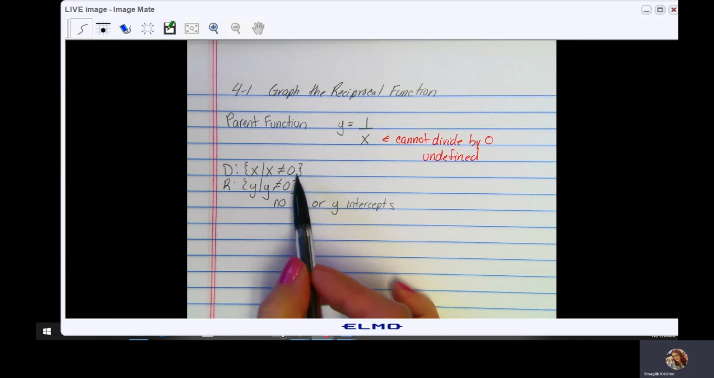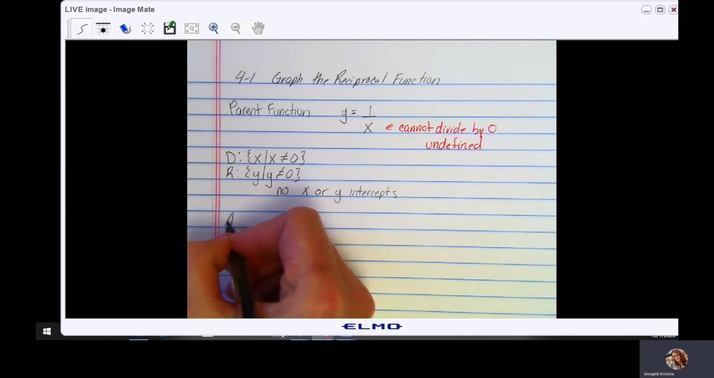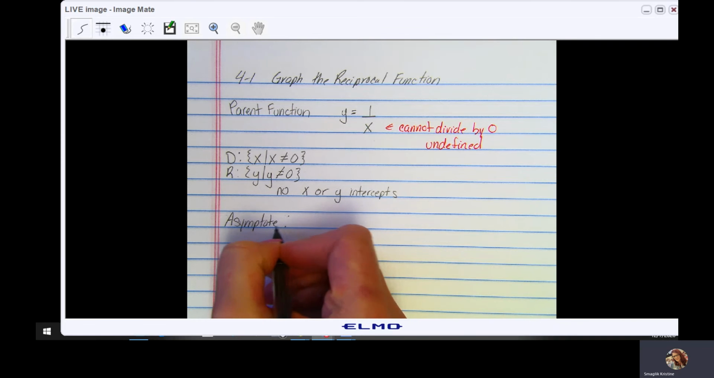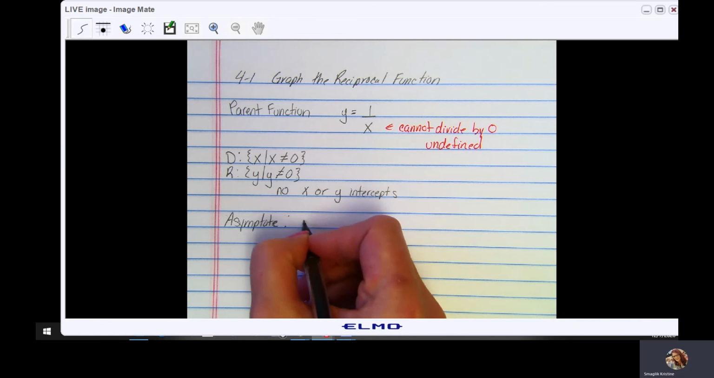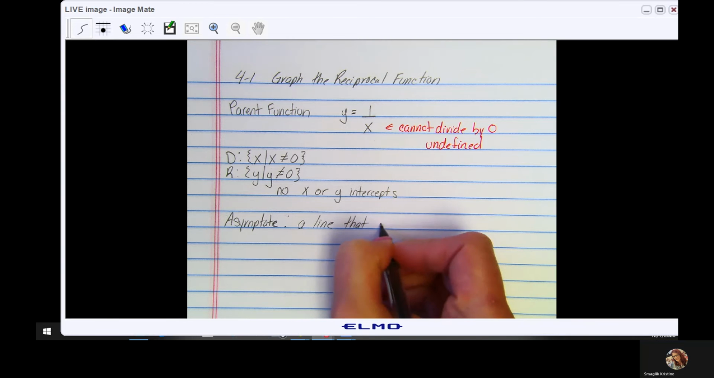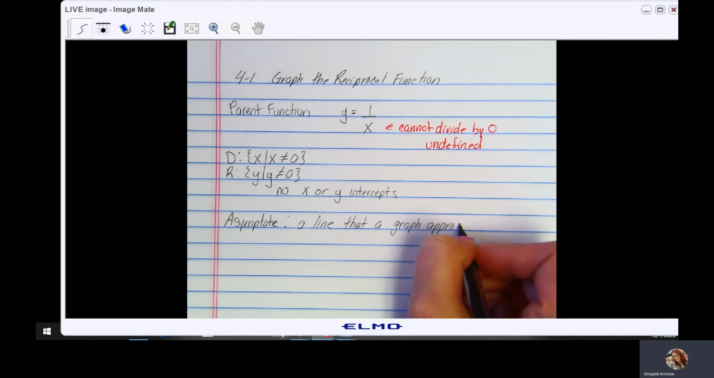So what we have done here, these areas that are undefined are called asymptotes. And what an asymptote is, it's like a little boundary. It's this boundary that the graph cannot cross. It will approach it. It's going to keep getting closer and closer to it, to infinity, but it will never ever touch the line or cross it. So an asymptote is a line that a graph approaches. But again, this is a line that we don't see.